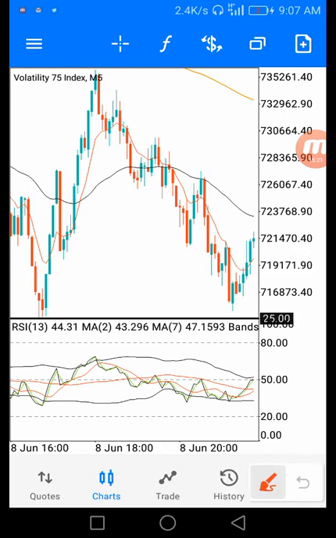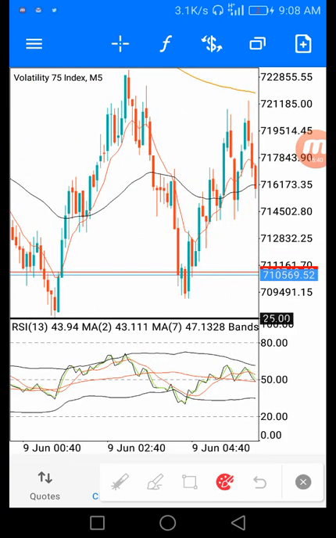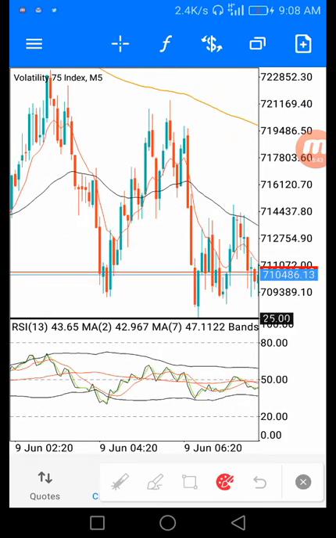As here, the two lines already came out of the Bollinger Bands and they are already back inside. But our moving averages haven't crossed. So wait for them to cross. Once you see the crossing, you take your trade. Manage your trade because there will be losses.